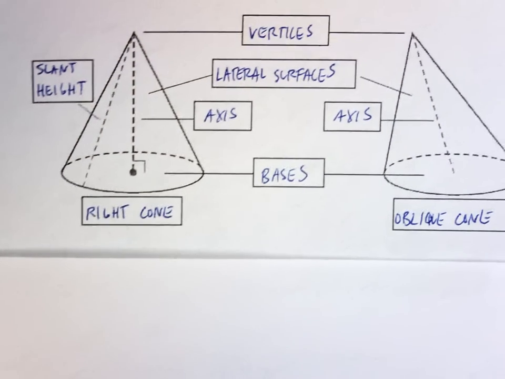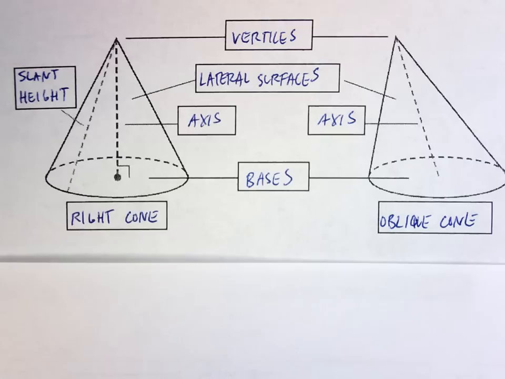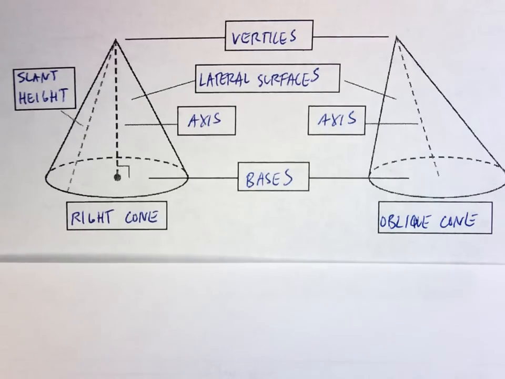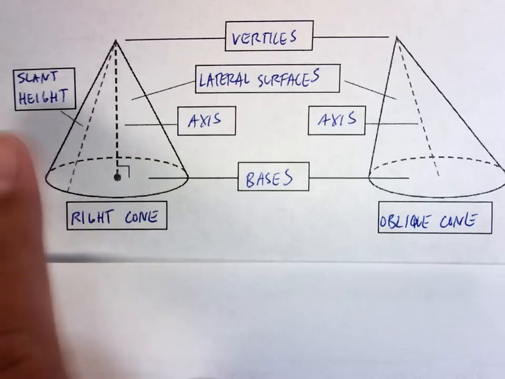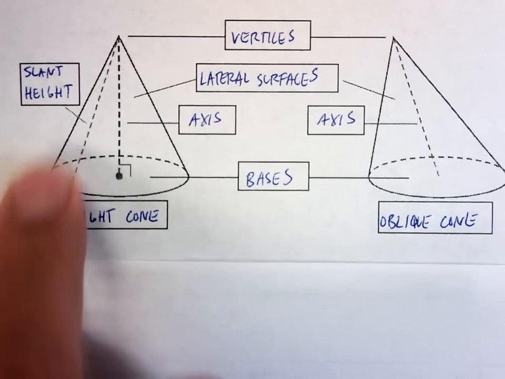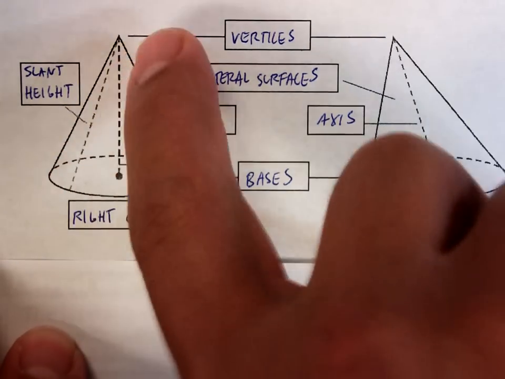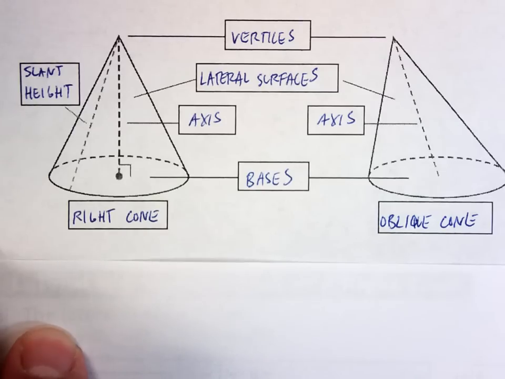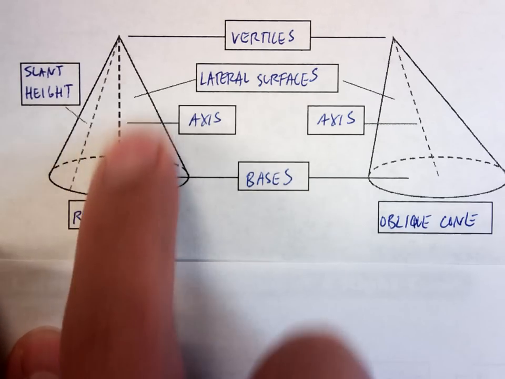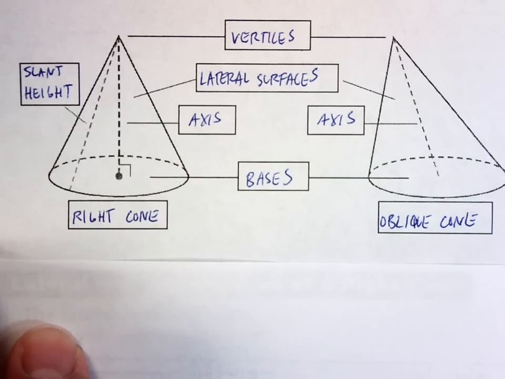Alright, similar setup for a cone. Those are pyramids. Now we've got to hit cones. Okay, make sure you've got this here. And again, most important part here is, again, the slant height. Is understanding that this is the slant height, not the piece going straight up and down. Vertices, lateral surfaces, my axis, my bases. This is a right cone because it makes a right angle. That's an oblique cone because it's slanted. So make sure you've got that written down.